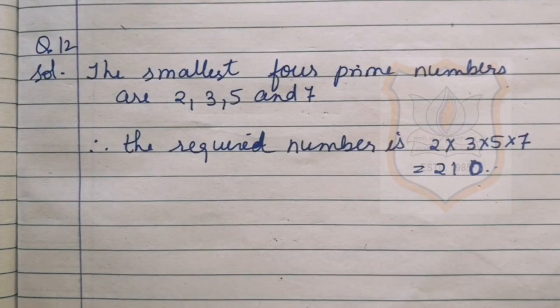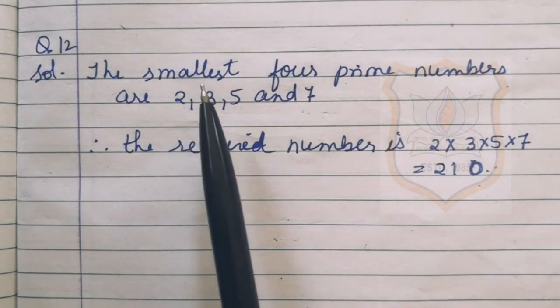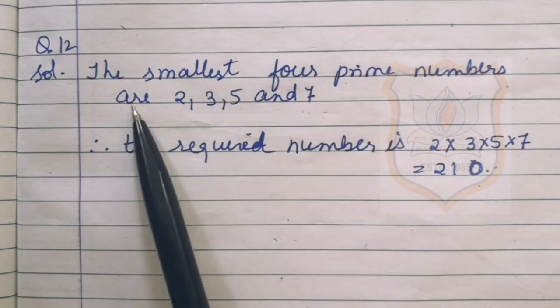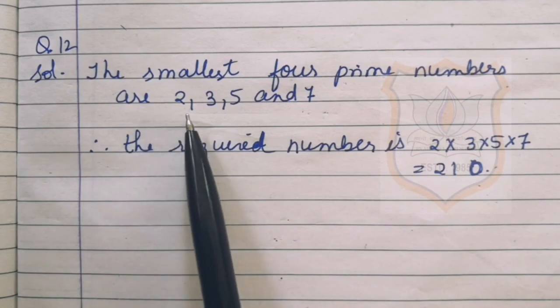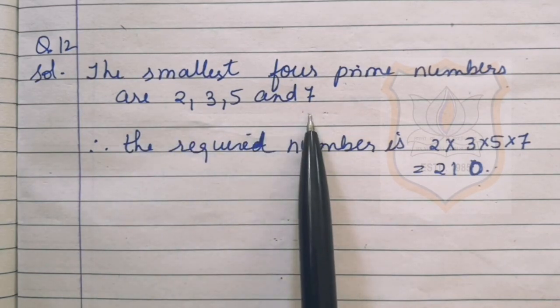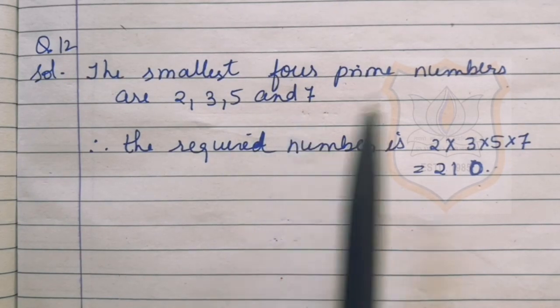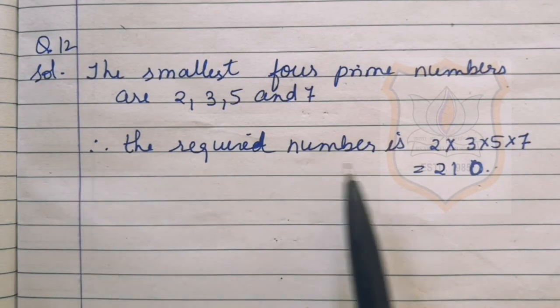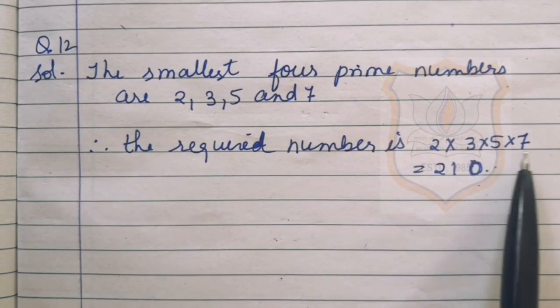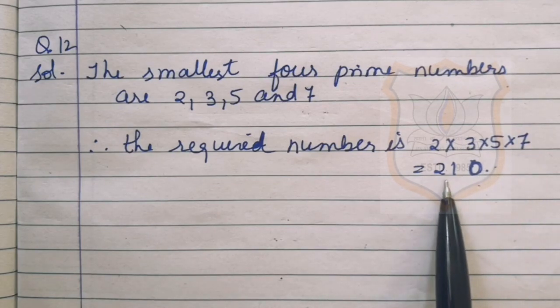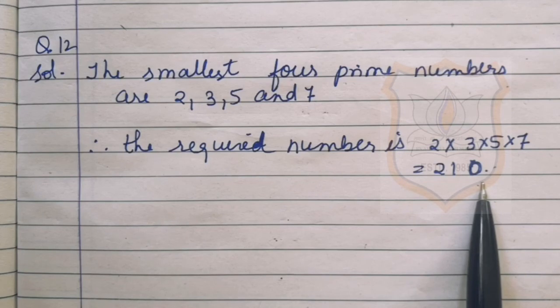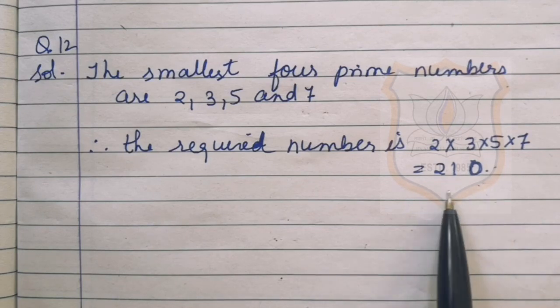Here we have to find the smallest number which has 4 different prime factors. To find the smallest number, we have to multiply the 4 smallest prime numbers. The smallest 4 prime numbers are 2, 3, 5 and 7. If you multiply these 4 prime numbers, we will get the smallest number which has 4 different prime factors. Therefore, the required number is 2 multiplied by 3 multiplied by 5 multiplied by 7, that is 210. So the smallest number which has 4 different prime factors is 210.